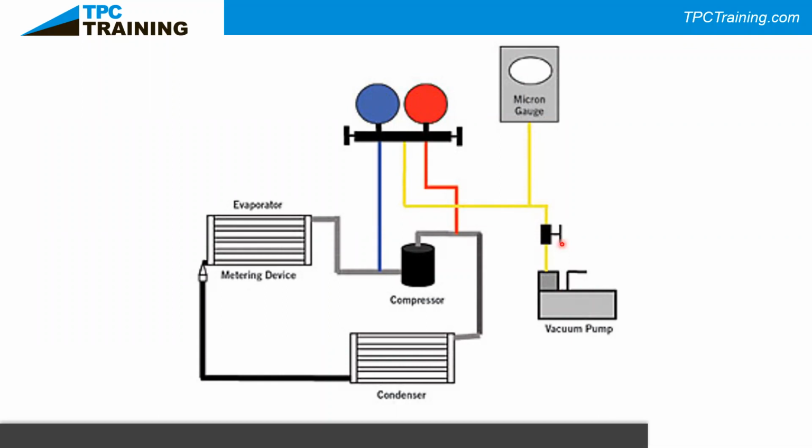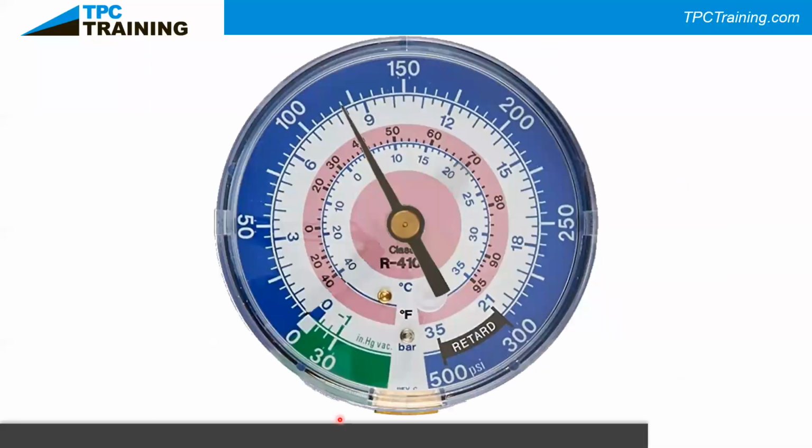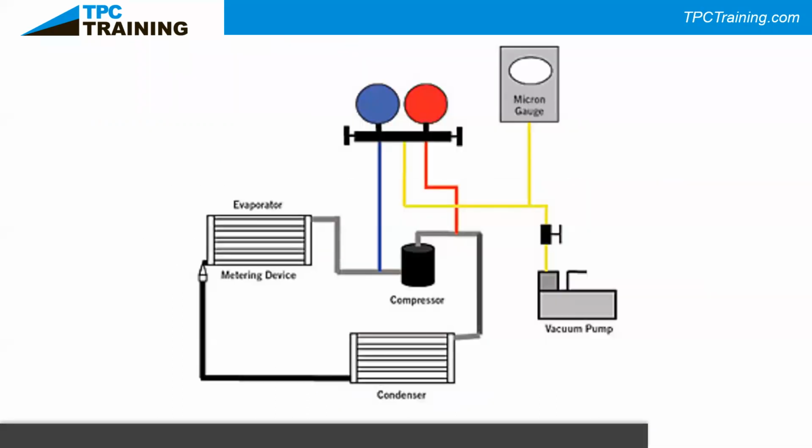When we're checking to make sure we have achieved proper evacuation, we close off this valve right here, and we check to make sure the system pressure is holding down to 500 microns without the aid of the vacuum pump. Why do we use a micron gauge instead of inches of mercury? On this gauge, from 0 to 30, there's not an accurate reading telling us what pressure we're down to. It's just going to tell us we're in a vacuum. We're not going to get a good actual vacuum reading, which is why we use a micron gauge.